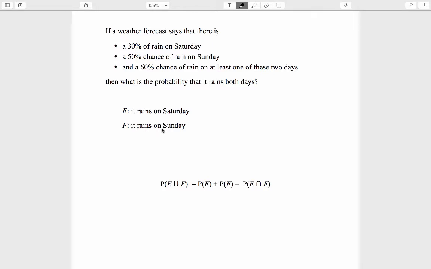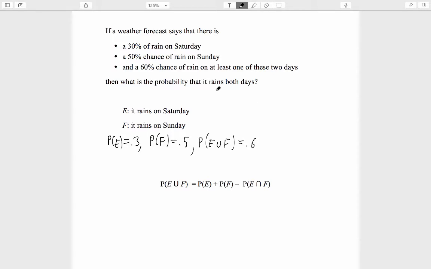What information is given? It's a good idea to write this down clearly. It is given that the probability of E equals 0.3, the probability of F equals 0.5, and, this is the kicker, the probability of E union F equals 0.6.